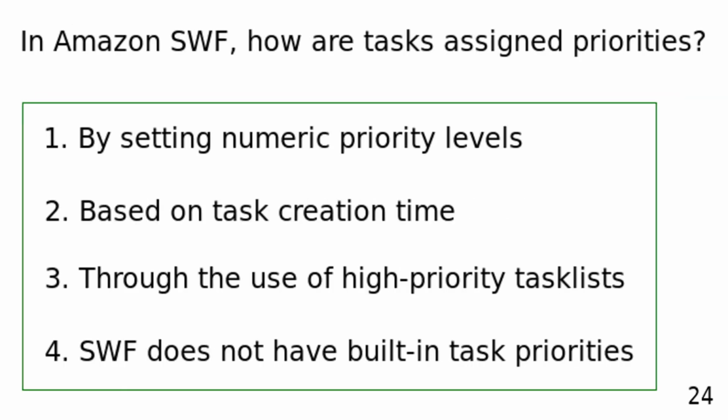In Amazon SWF, how are tasks assigned priorities? By setting numeric priority levels. Based on task creation time. Through the use of high-priority task lists. SWF does not have built-in task priorities.